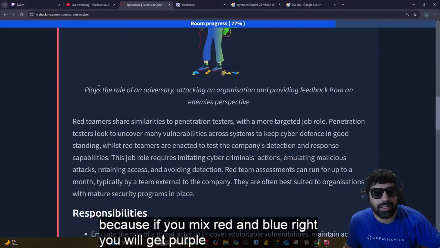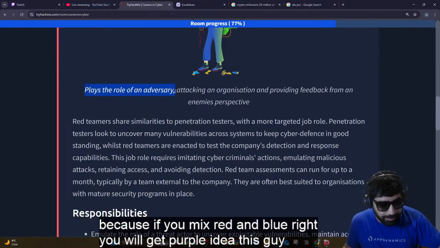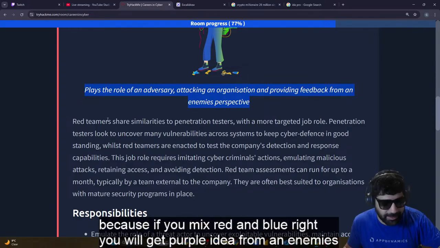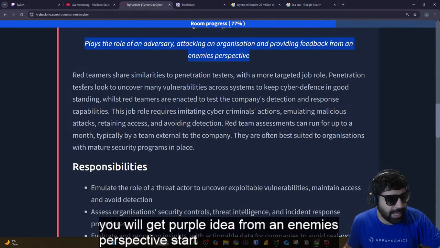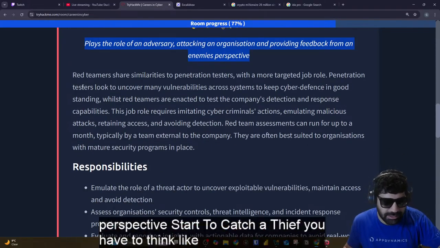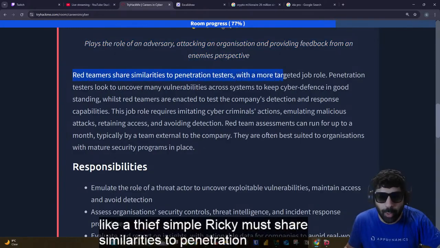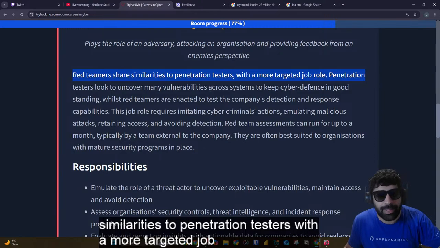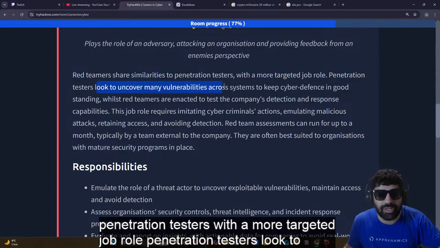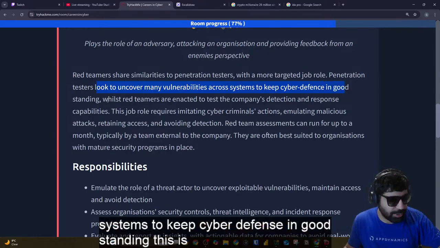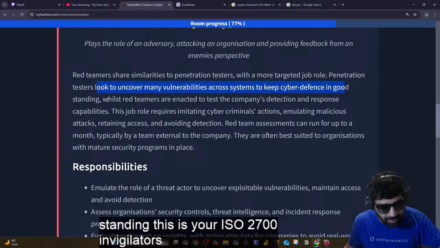Simple idea. This guy plays the role of the adversary, bad cop, good cop, bad cop role, right? Attacking an organization and providing feedback from an enemy's perspective. So to catch a thief, you have to think like a thief. Simple. Red teamers share similarities to penetration testers with a more targeted job role. Penetration testers look to uncover many vulnerabilities across systems to keep cyber defense in good standing. This is your ISO 27001 invigilators as well.